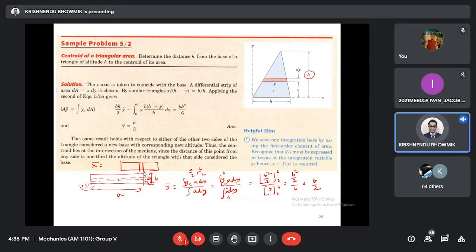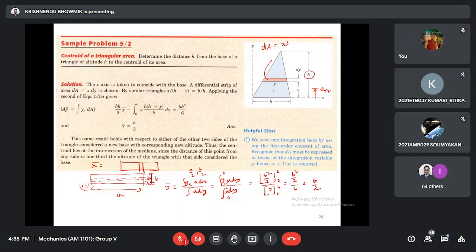Now you come to here, we will show that from this, the centroid will be located at h by 3. To do so, first of all, we have taken a horizontal strip. And dA, what is the dA value of this? X dy. Exactly, X dy.